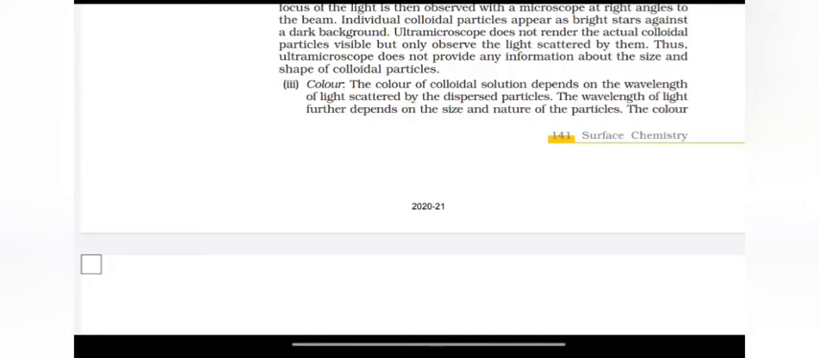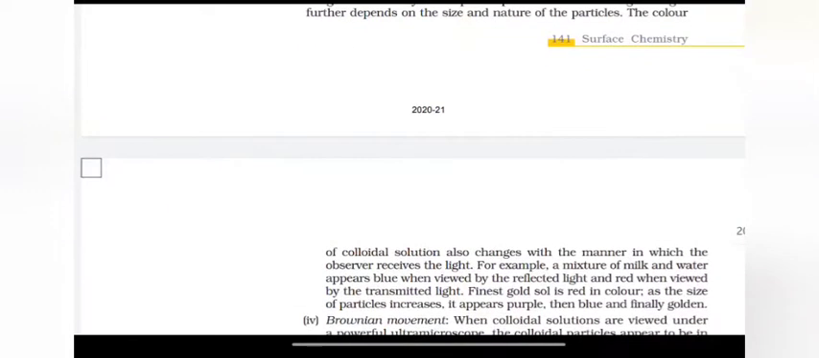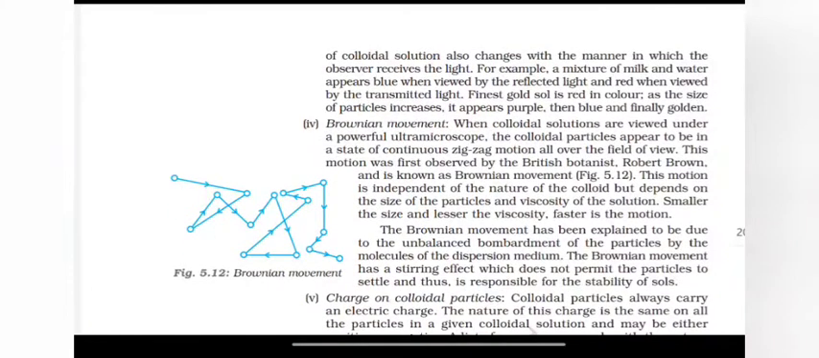Color. The color of a colloidal solution depends on the wavelength of light scattered by the dispersed particles. The wavelength of light further depends on the size and nature of the particles. The color of a colloidal solution also changes with the manner in which the observer receives the light. For example, a mixture of milk and water appears blue when viewed by reflected light and red when viewed by transmitted light. Finest gold sol is red in color, and as the size of particles increases, it appears purple, then blue, and finally golden.